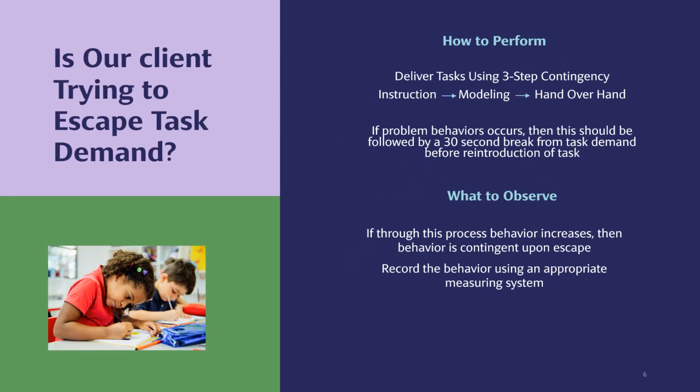So is our client trying to escape task demand? We're going to deliver our task using a three-step contingency. First, instruction, followed by modeling, and then hand over hand. So first, we're going to provide the instruction for the task. Then ourselves, we're going to model what we expect of the client. And then finally, hand over hand. So typically, this is placing your hand over the child's hand in order to get them to complete the task.